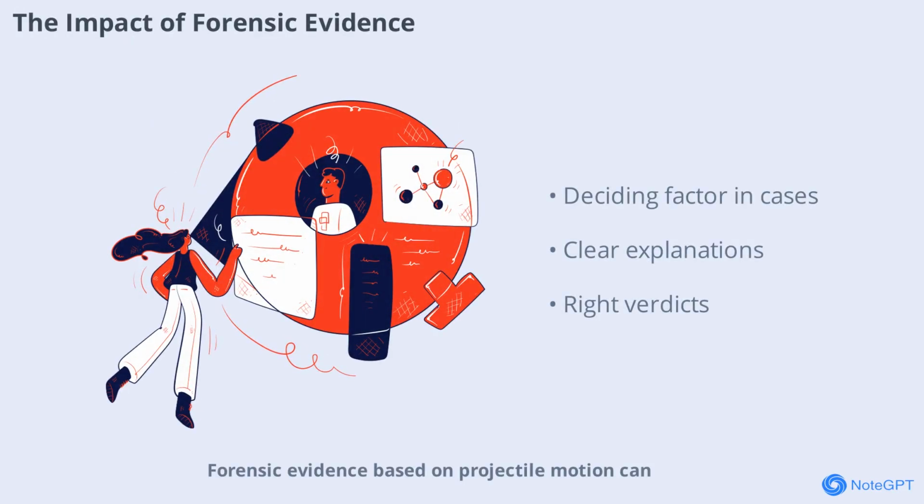Forensic evidence based on projectile motion can be the deciding factor in many cases. By providing clear, scientific explanations for what happened, experts help ensure that the right verdict is reached. This impact underscores the importance of rigorous analysis and transparent reporting.